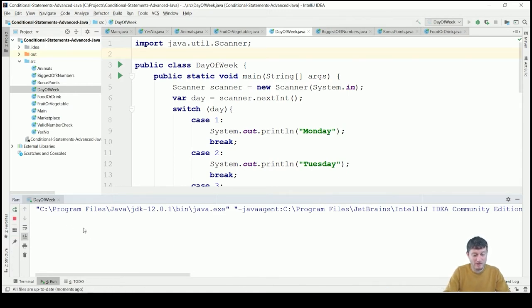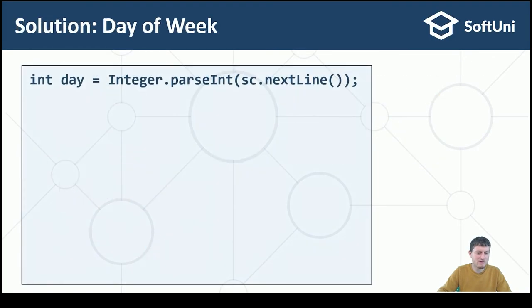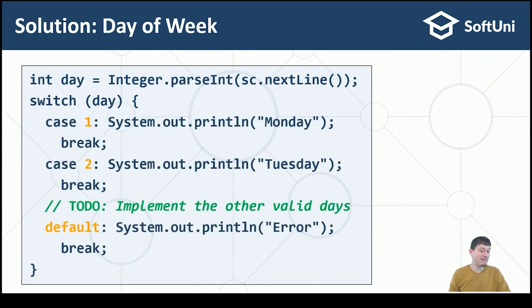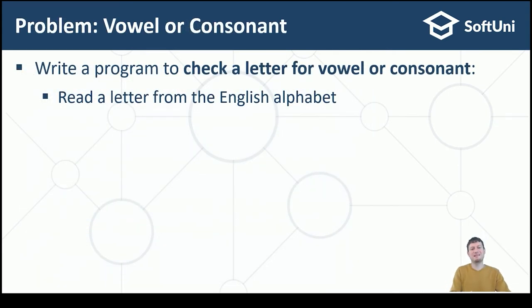But let's go here. 3 is Wednesday, 0 is error, and 7 is Sunday, and 1 is Monday. Works correct, so we can go ahead with the next problem. This is the solution I had in mind before the start. It's exactly what I already implemented here. So let's go ahead with the next problem.